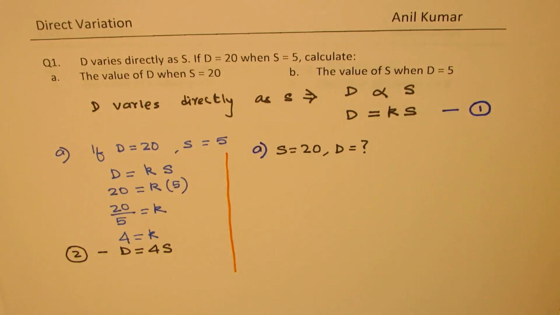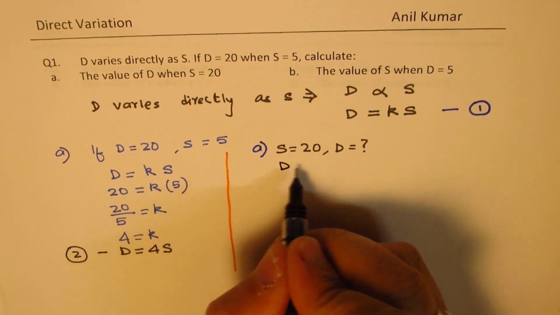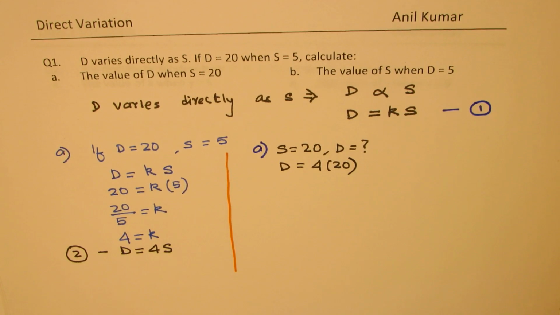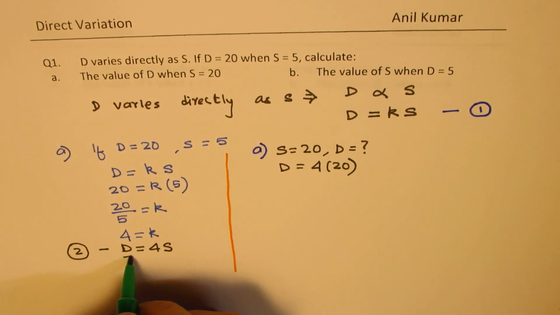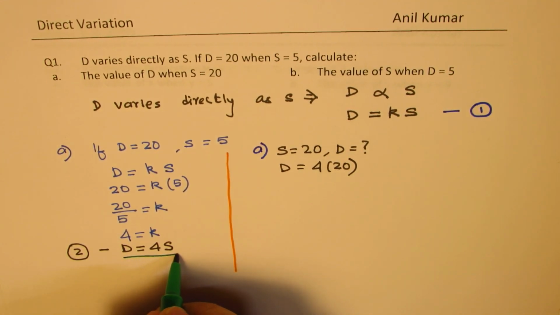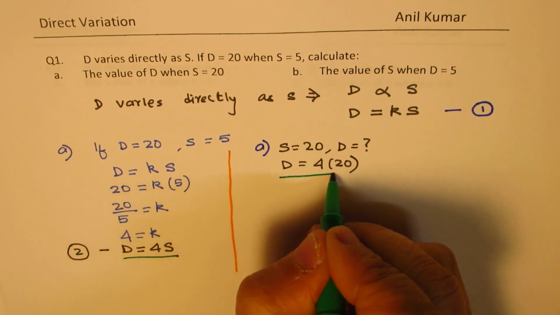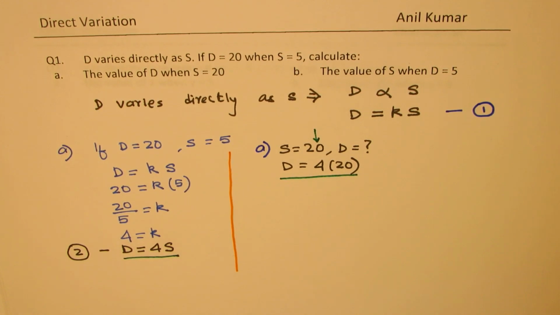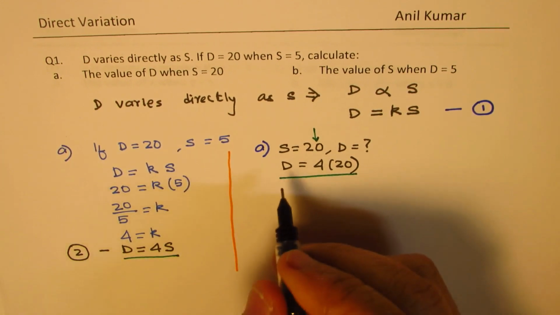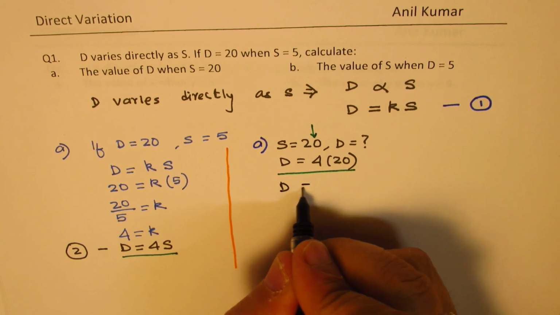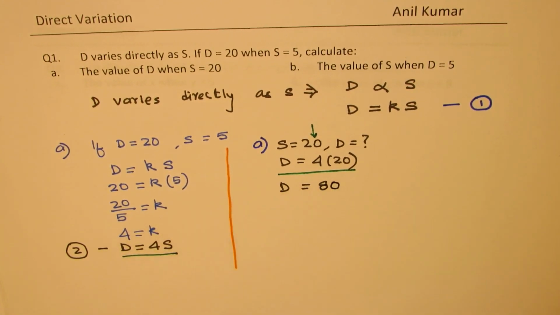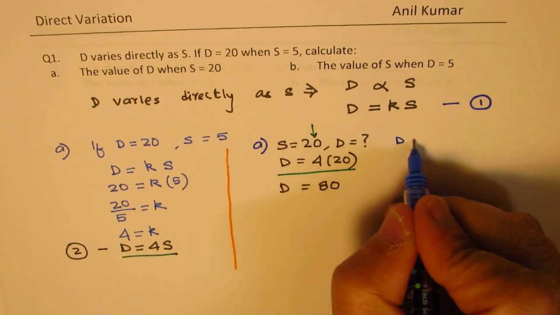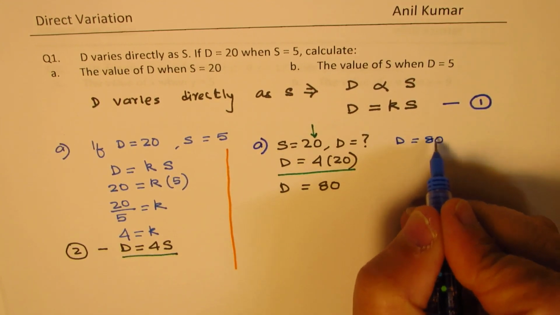So using this equation, we can say that D equals 4 times 20, right? Since we have just derived that D is 4 times S. So using the value for S as 20, we substitute this value and we can calculate the value of D. So from here, we can say that the value of D is 80, right? So we have our answer. That is D is equal to 80.